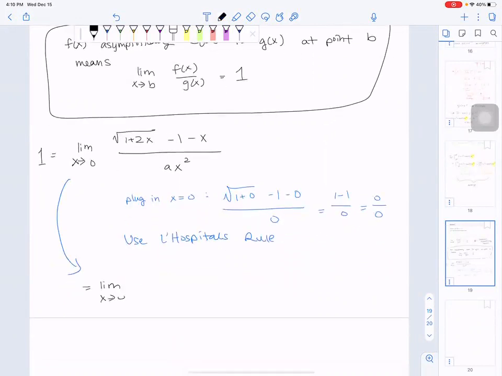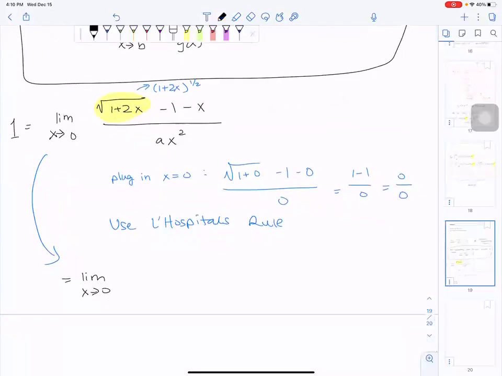Take the derivative of the top. What is the derivative of this highlighted part, square root of 1 plus 2x? You can think of it as 1 plus 2x to the 1/2. That way we can use the chain rule. So you bring the exponent down, 1/2, keep the inside the same. The exponent is 1/2 minus 1, so that gives you -1/2. But then, chain rule, you have to multiply by whatever is inside, so that's 2. Then the derivative of 1 is 0, and the derivative of negative x is -1.